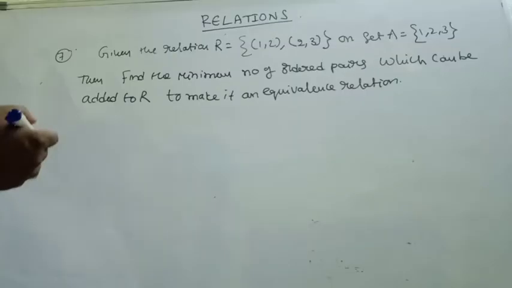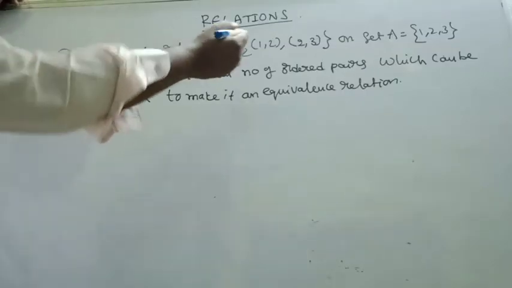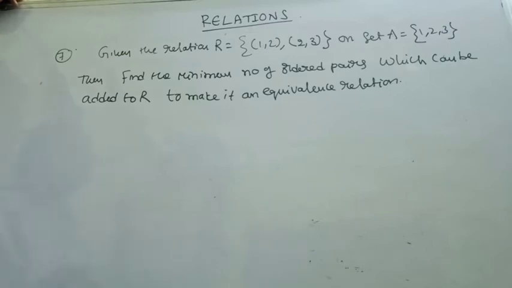Right? See this seventh problem. Given the relation R equal to {(1,2), (2,3)} on set A equal to {1,2,3}, find the minimum number of ordered pairs which can be added to R to make it an equivalence relation. See my dear students, this is the problem we have here.